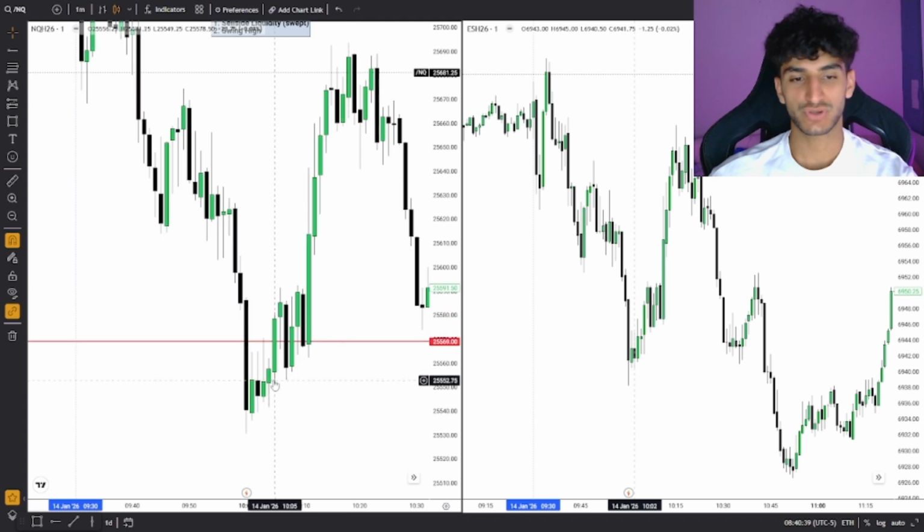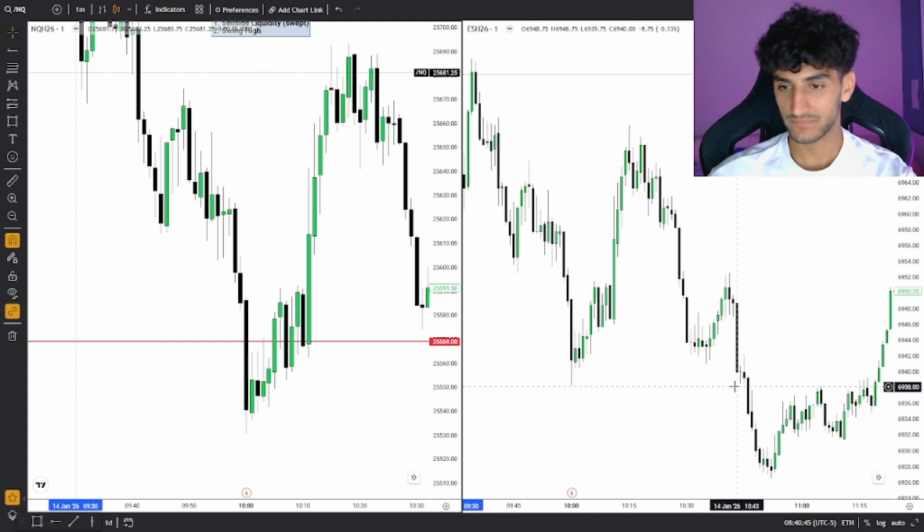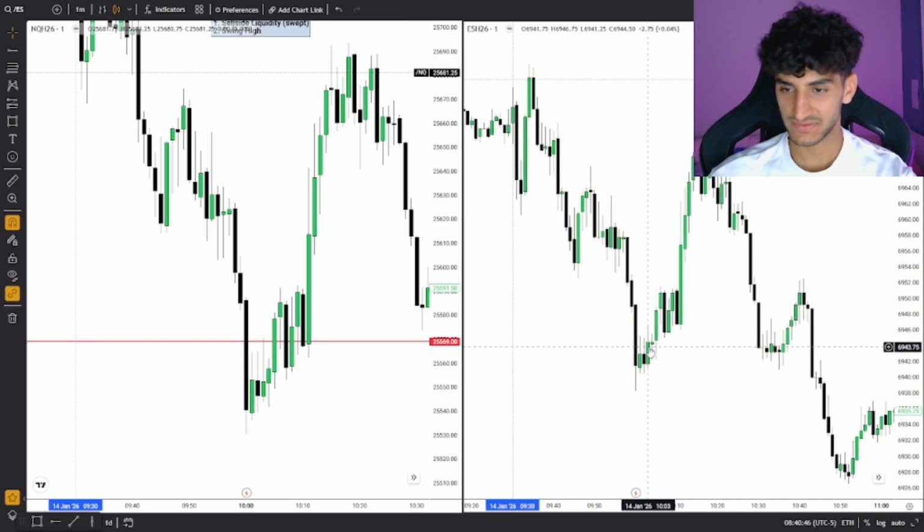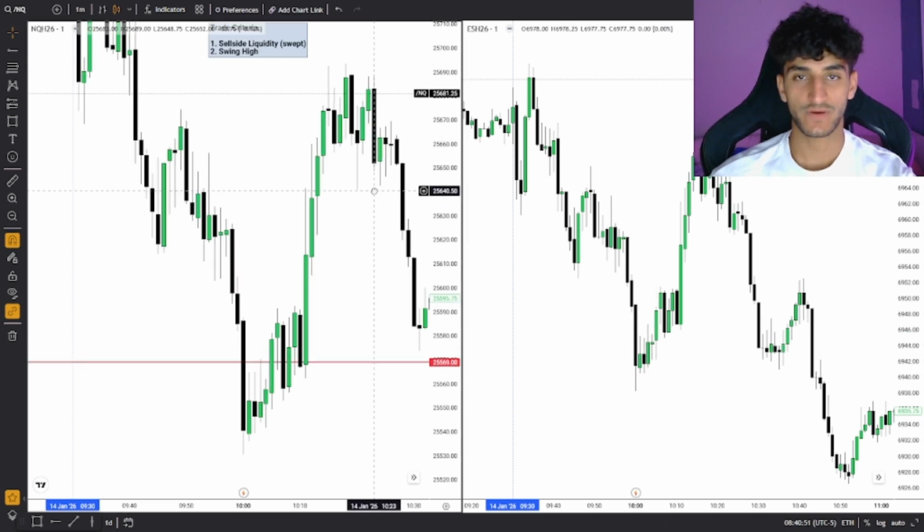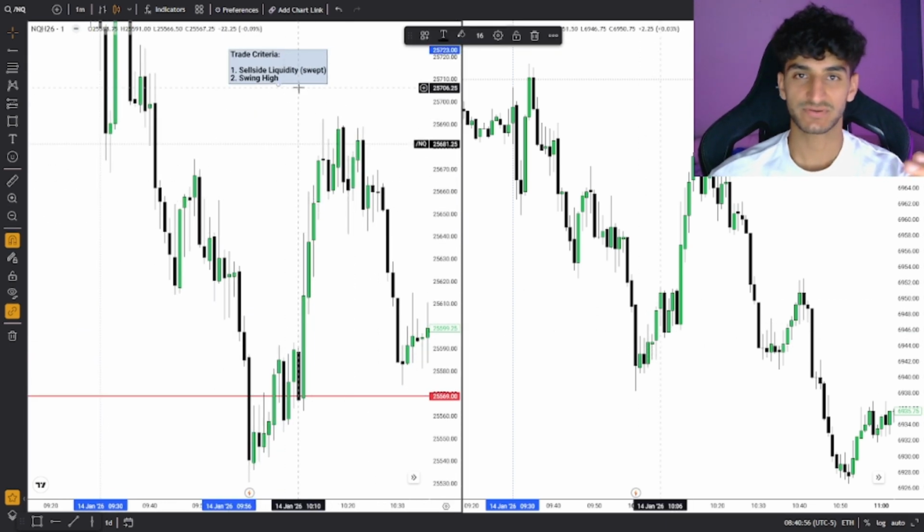Now, having said that, we do get the swing high on NQ right here at 10:03 after obviously sweeping this sell-side liquidity level. Now, if we look to the right-hand side, we also do get this swing high at 10:03 also on S&P 500. So far, so good. We are correlating and the criteria is showing itself.